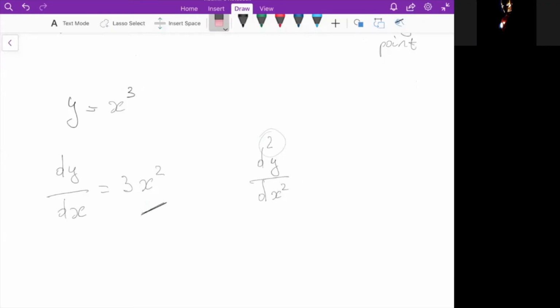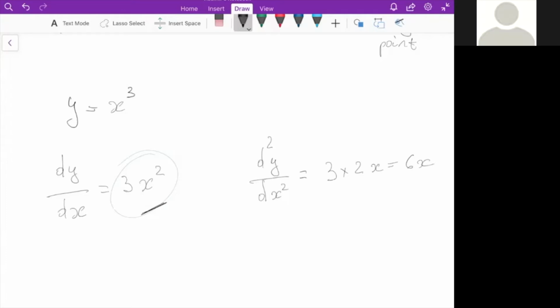And we basically do the same thing. We just take the second derivative that we just got. So that would be 3 multiplied by 2x, so that's 6x. This is used in mechanics a lot.